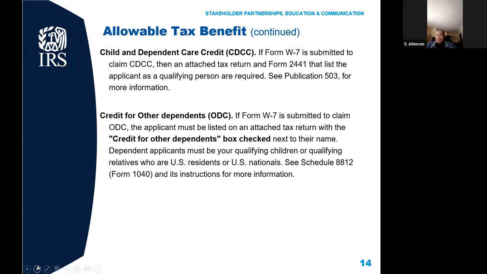And that is when you have a dependent, they have to be your qualifying children or residents who are U.S. residents or U.S. nationals. You would need to attach the Form 8812 for more information. Again, that's just a credit. It does not refund to you. What it does is reduce your taxes.